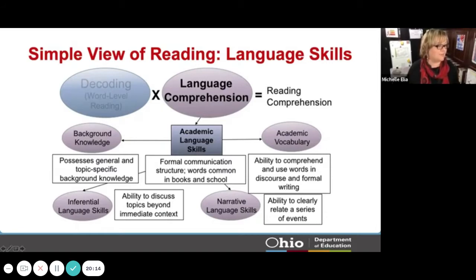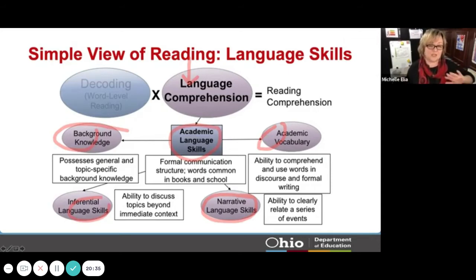So this is back to the simple view of reading. We're going to focus more on language comp, which includes academic language. There's my vocabulary, background knowledge, academic vocabulary, all those, the narrative language skills, inferential language skills, the ability to write and speak in that language following the rules.